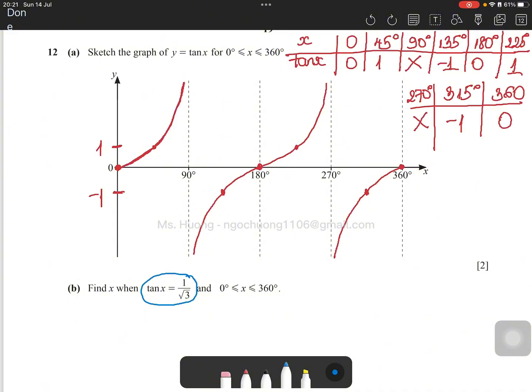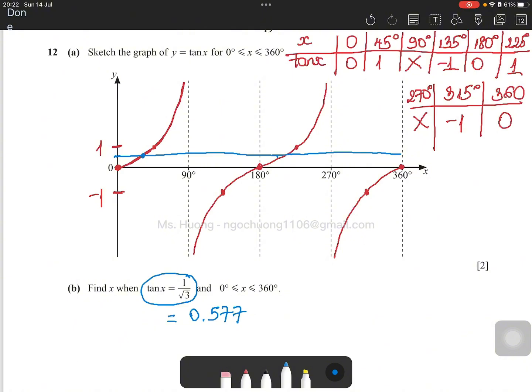You know 1 over root 3 is equal to 0.577. So it is smaller than 1. It's kind of more than half of this. So it is the blue line. And the blue line cuts the graph at 2 points. The first one is here.